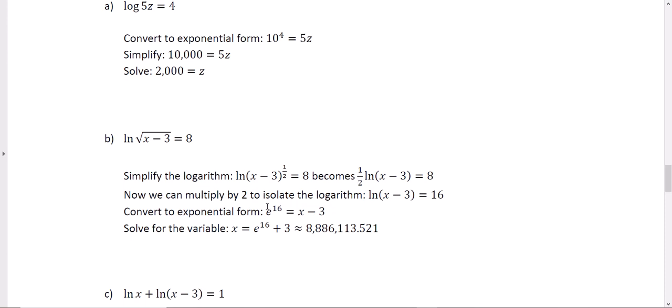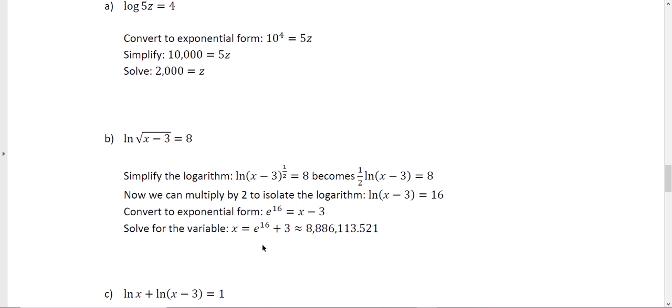And now we can multiply by 2 to completely isolate the logarithm. Anytime you get a log with a coefficient of 1 with no powers, it's going to be easier to work with later. So all we did here is take care of that square root, and it ends up multiplying the right-hand side by 2. If the natural log of x minus 3 equals 16, then the base of the logarithm is e, so the base of the exponential is e. The log equals 16, so 16 is the power. e to the 16th equals x minus 3, so let's add 3 to both sides.